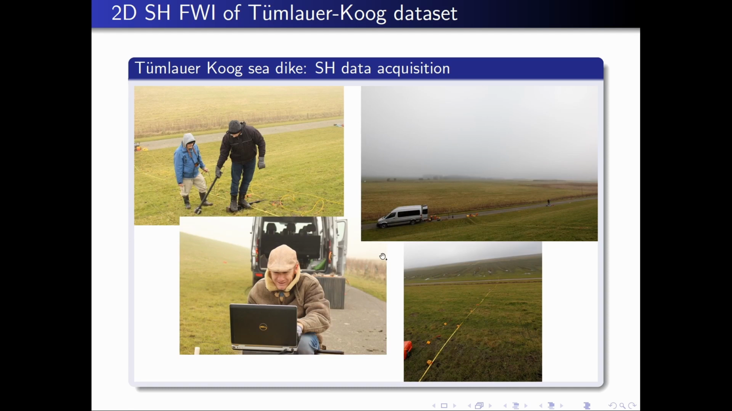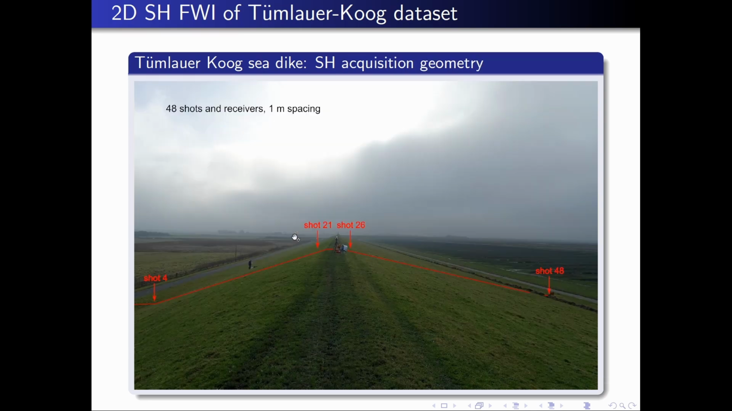Here are some impressions from the acquisition of the shear wave data. We employed a seismic line from the land side over the peak of the dike down to the shoreline on the seaside of the dike. To excite shear waves, we used a shear wave anchor and a simple hammer drop on one side of the anchor. In total, the acquisition geometry consists of 48 shots and receivers with a spacing of 1 meter. Shots 4 to 21 are excited on the land side, while shots 26 to 48 are on the seaside.